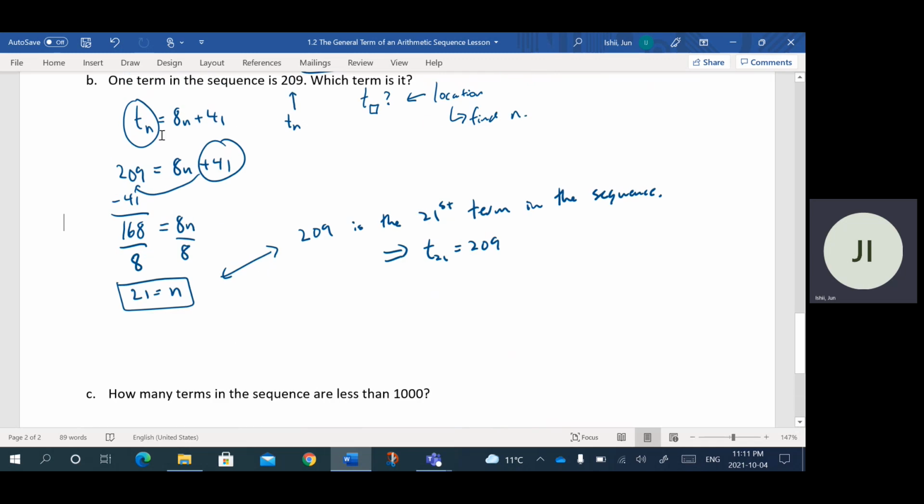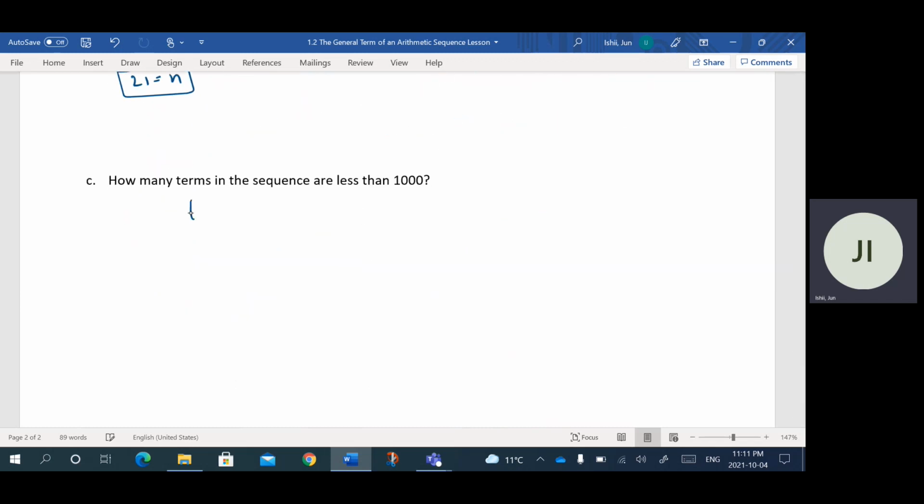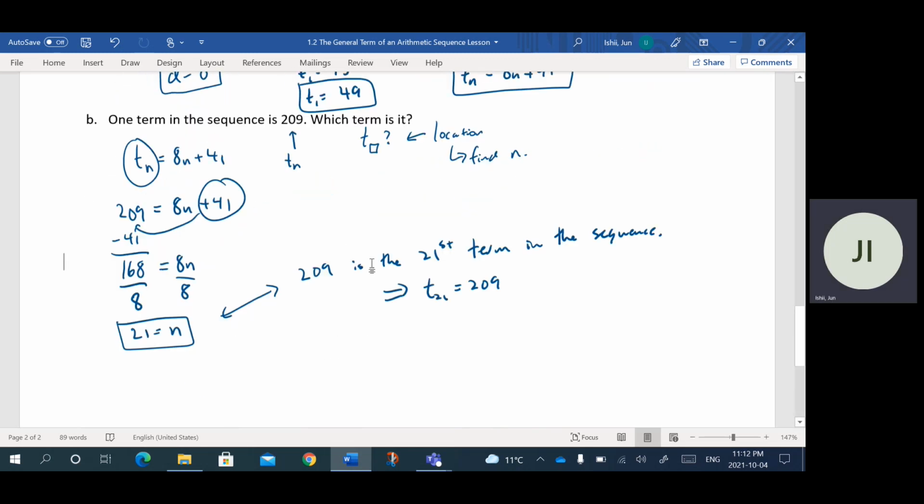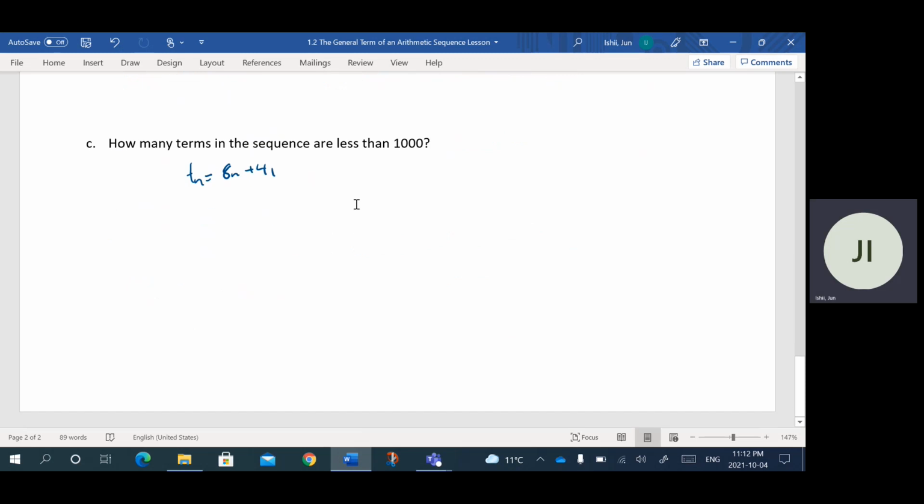Now to do that, I want to take my formula for the general term, which is Tn equal to 8n plus 41, and solve for n, and use that to find the location of 1,000. So again, Tn equal to 8n plus 41. Similar to the previous part, I'm just going to plug in 1,000. So I have 1,000 equals 8n plus 41. To solve for n, move the 41 over to this side, so subtract 41.